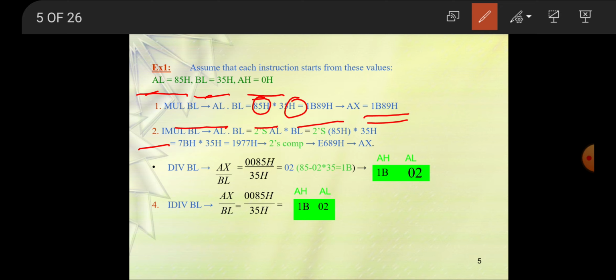Okay, so the 2's complement of AL, and then multiply with BL. Similarly, what is the 2's complement of BL? That is 85h multiplied by 35h.